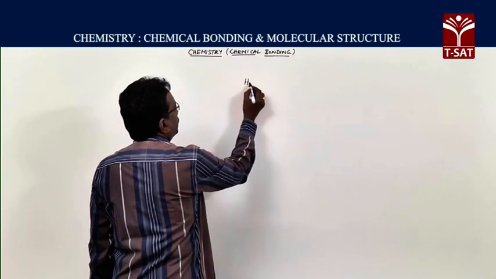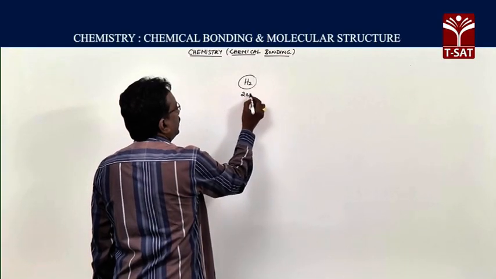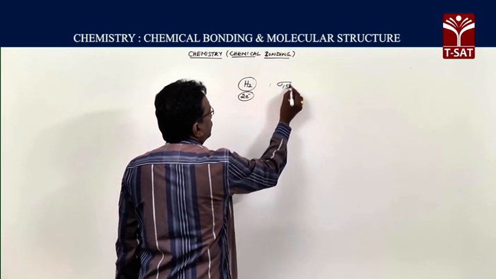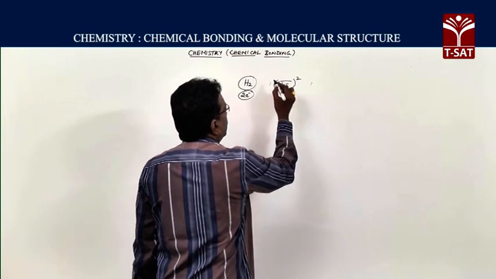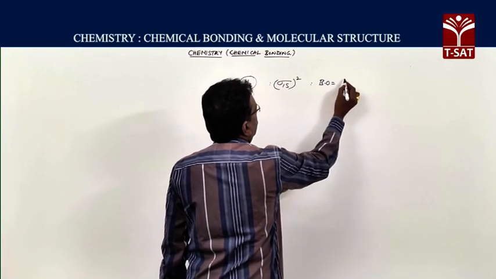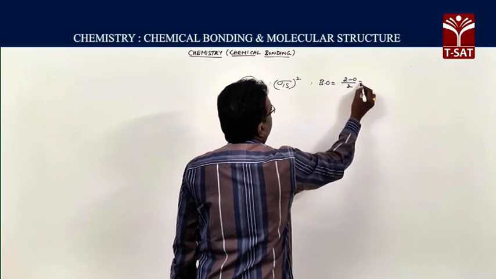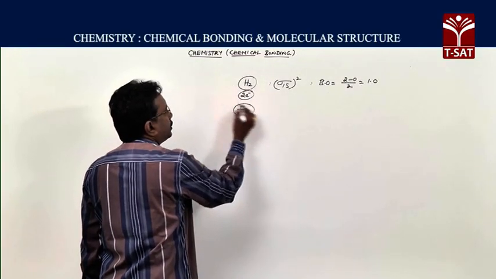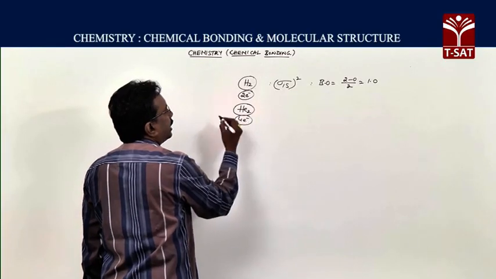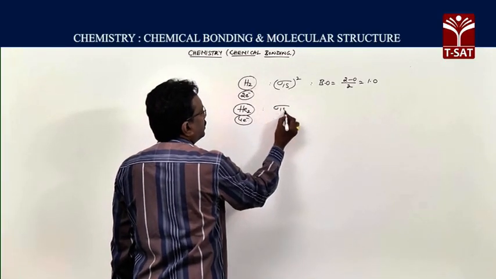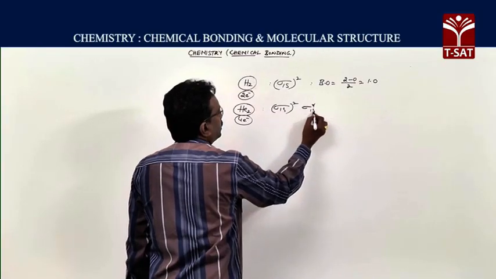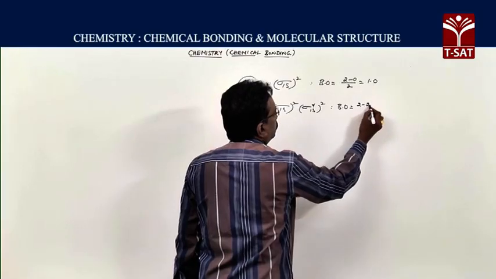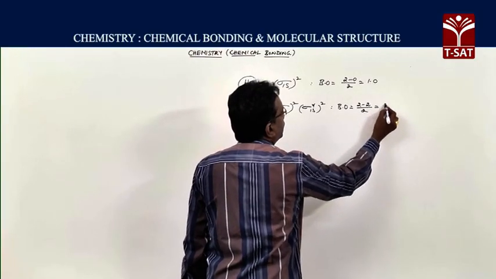Let us begin with the formation of the hydrogen molecule. 2 electrons are available, so its electronic configuration is σ1s2. For this, bond order is equal to 2 minus 0 by 2, that is 1. Next I am writing He2. 4 electrons are there, its MO configuration is σ1s2, σ*1s2, that means bond order is equal to 2 minus 2 by 2, that is 0.